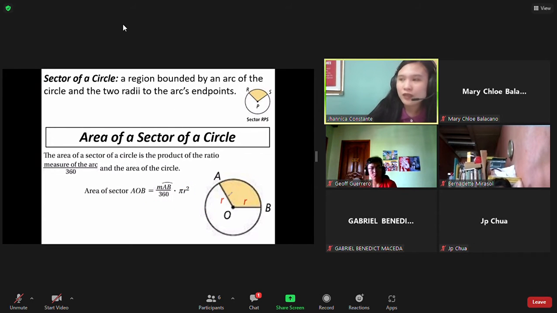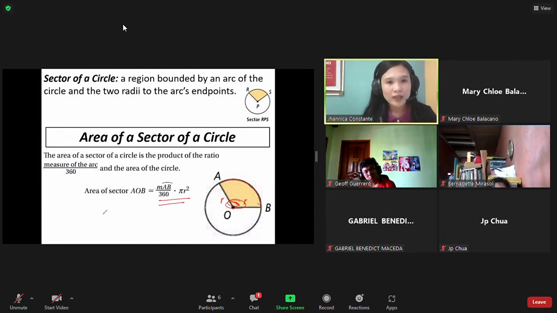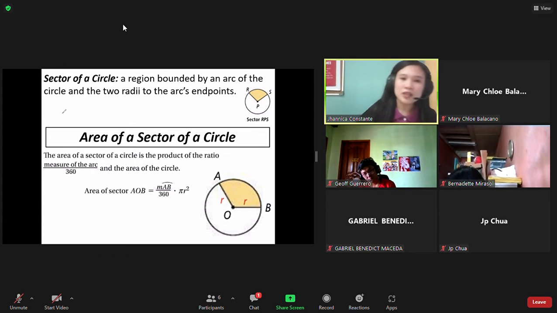Even if the given in the circle is the measurement of the angle, since we have the theorem that the central angle is equal to the measurement of the arc, even though the given is the central angle of the circle, you can still use this formula in finding the area of the sector, since the central angle is equal to the intercepted arc of the angle that is given. For example, we have this circle.